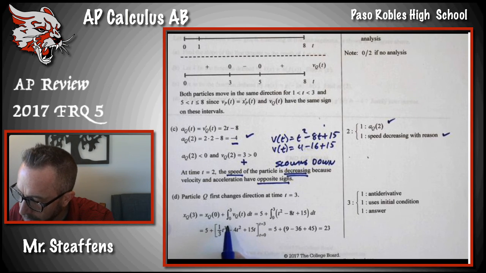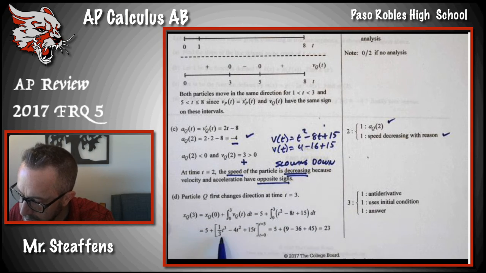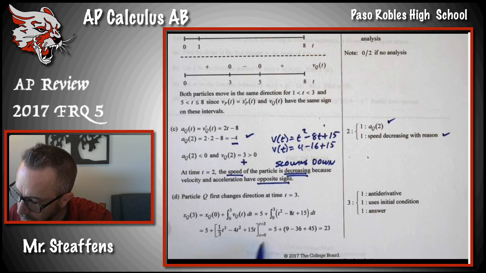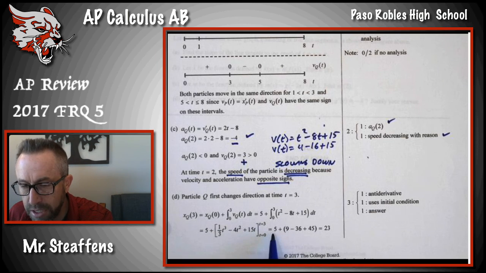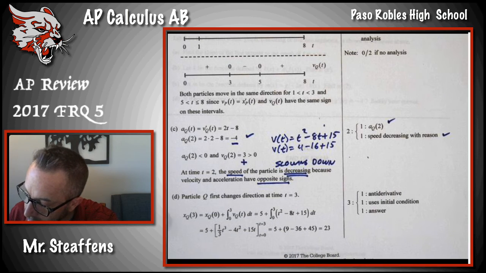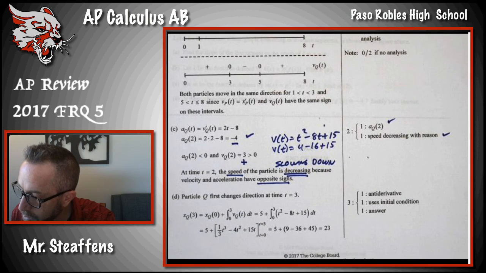So the integral of this v of t, well, here's v of t. I need to find the integral of t squared minus 8t plus 15. That's this. And then I need to go from 0 to 3. When I plug zeros in, everything disappears. So all I'm going to do is plug the 3's in, and I get that. And my initial position is 5. So my grand total, I'm going to end up at 23. So it's going to move 18 spaces over to get to 23.